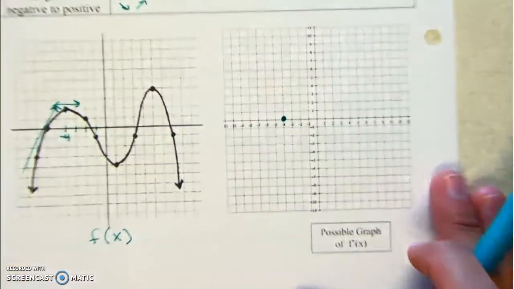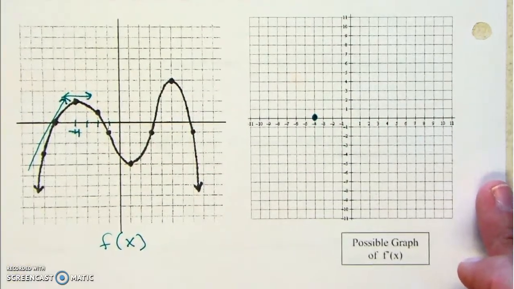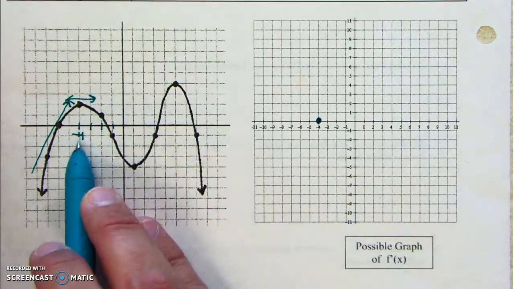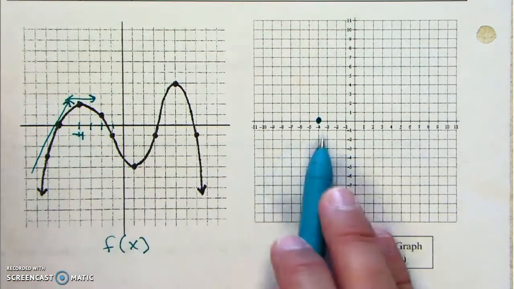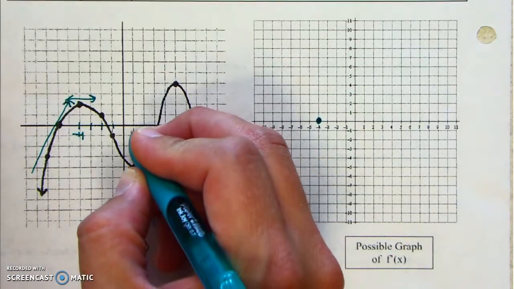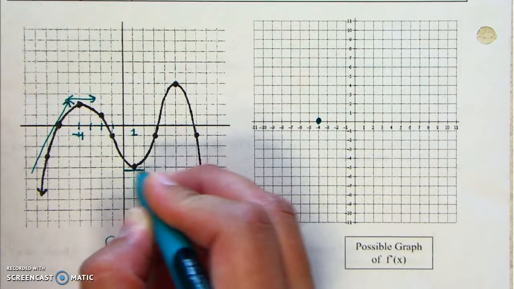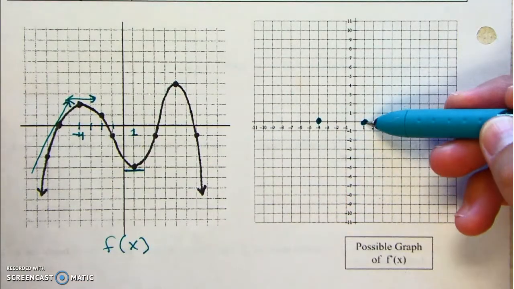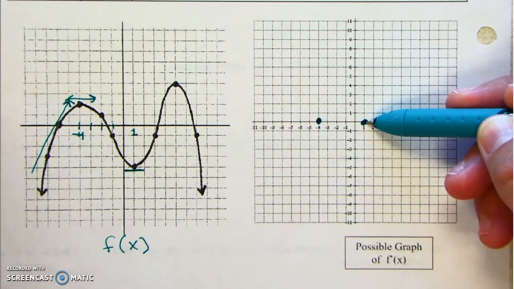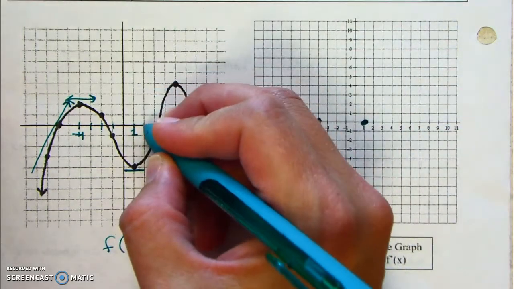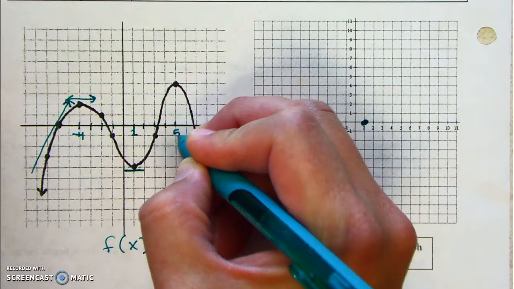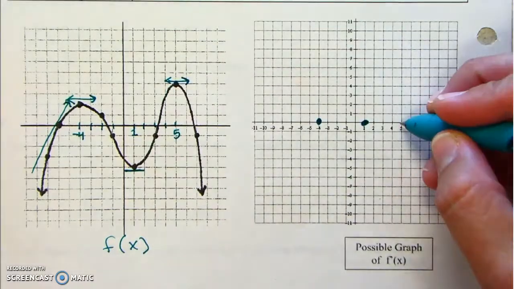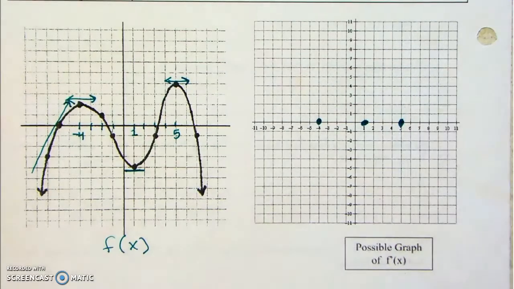Do you know what I'm thinking, you guys? Why don't we do all the zeros first? That might be an easier thing. So do you agree the derivative is 0 at negative 4? So we have a point there. And where else is the derivative 0? At 1. There's a minimum. So I'm going to put a point here at 1, 0. 1, 2, 3, 4, 5. At 5, we also have a 0 derivative. So at 5 here, it's 0.